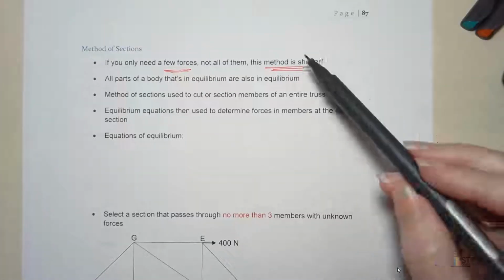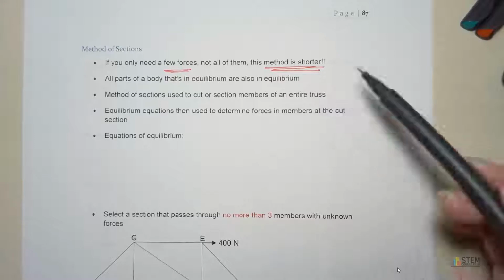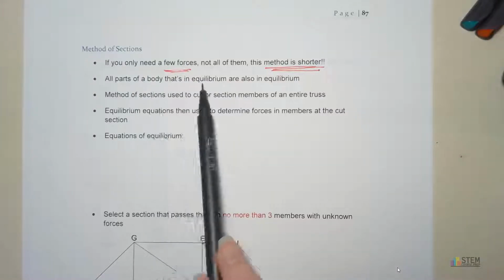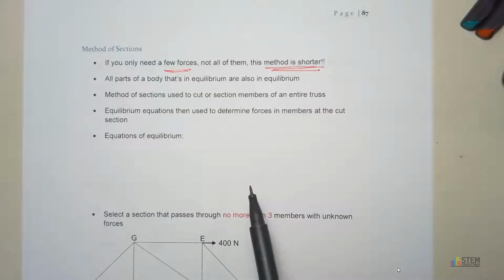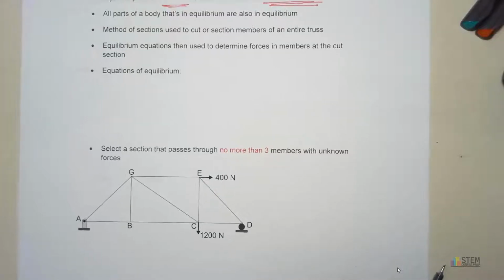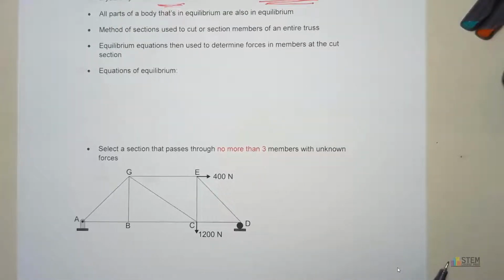Now, method of sections is going to use the theory that if a body is in equilibrium, then all the parts have to be in equilibrium. All right, so if we've got a truss, let's say we've got this, and this truss is in equilibrium, then every part of this truss is also in equilibrium. And that makes sense, right?